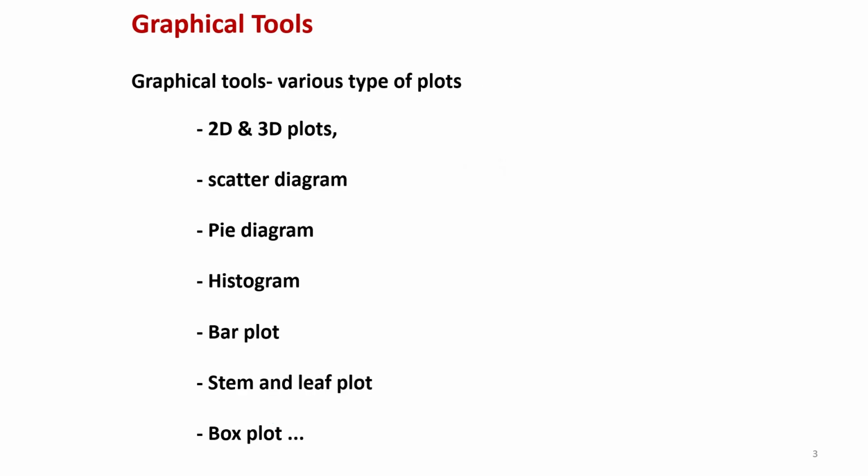When we come to statistics, there are various types of plots that we already discussed in one of the lectures. There are two-dimensional plots, three-dimensional plots, scatter diagrams, pie diagrams, and pie diagrams are also available in, say, one-dimensional and three-dimensional forms. Then we have histograms, we have bar plots, and within bar plots also there are subdivided bar plots, stacked bar plots, percentage bar plots, etc. We have stem and leaf plots, box plots, violin plots, heat maps, tree maps, and there is a long list.